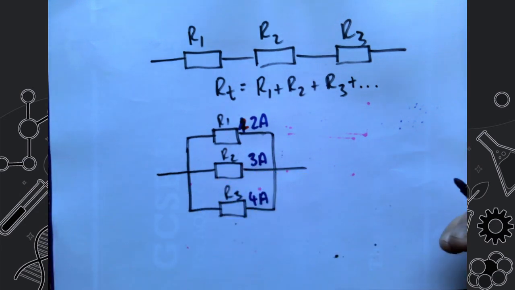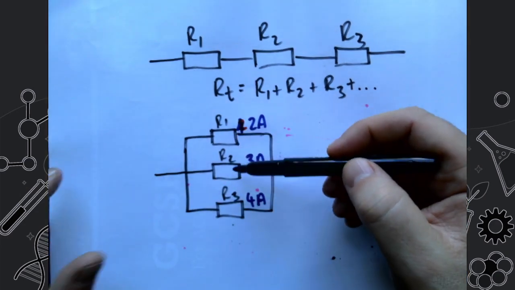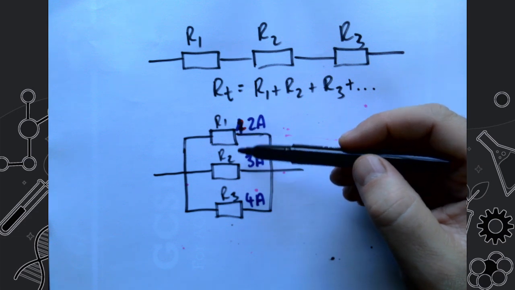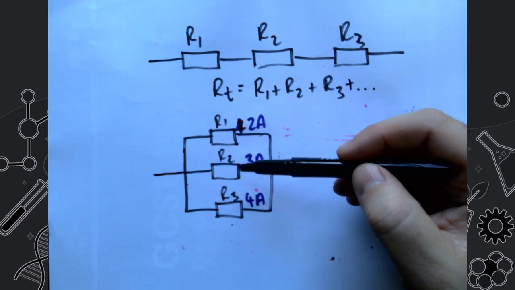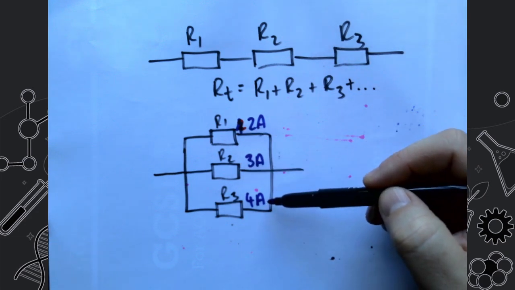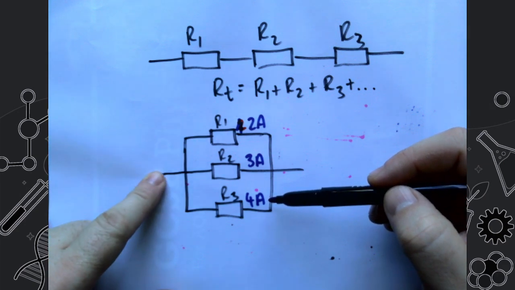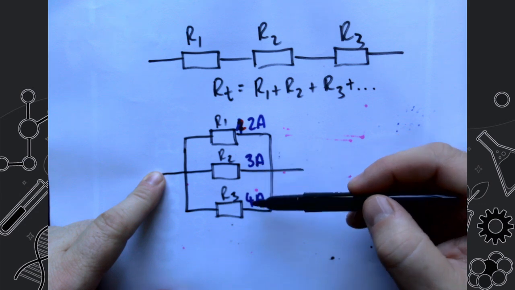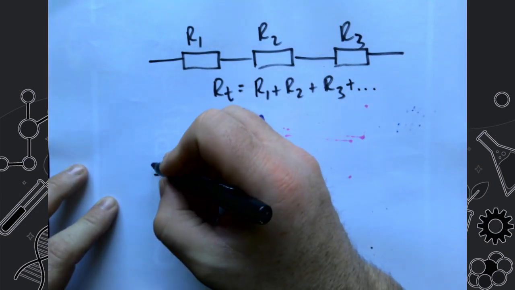The way I think about it is as follows. Say these are 3 people, and I want to give this one person 2 sweets. This person I want to give 3 sweets. This person I want to give 4 sweets. How many sweets do I have to begin with to provide for the 3 people? 2 plus 3 plus 4 makes 9.